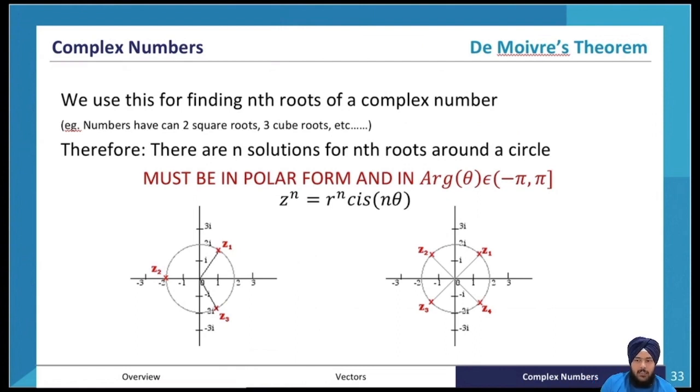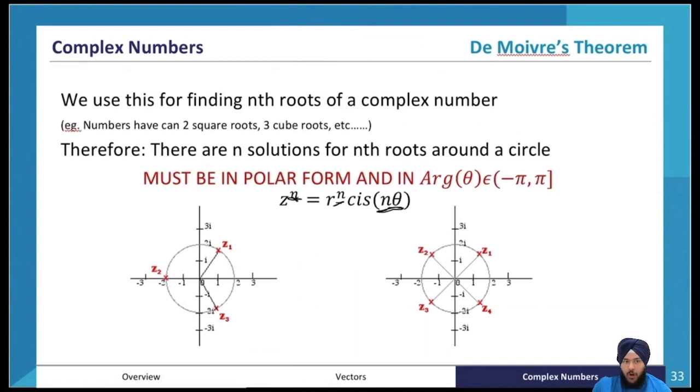So we need the complex number to be in polar form in order to actually use de Moivre's theorem. So basically, if we're trying to find what any complex number to the power of n is, all we need to do is take the same power of the magnitude and then multiply that by the angle. So z to the power of n is equal to the magnitude to the power of n, cis n theta. So n times the angle.